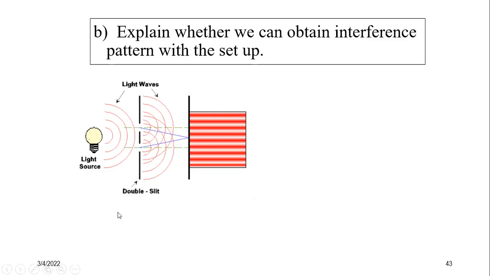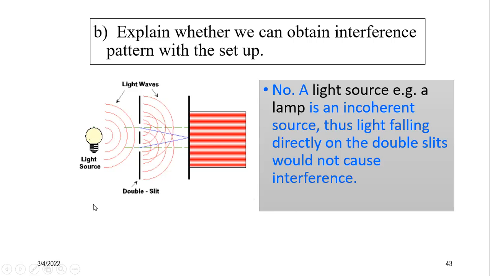Even though on the internet it shows you a spherical wave, that's correct, but the lamp doesn't give this one spherical wave. It gives many spherical waves in different order. So cannot. A light source, for example a lamp, is an incoherent source. Internet is free, but you have to be careful when you use it. Thus, light falling directly on the double slit would not cause interference.